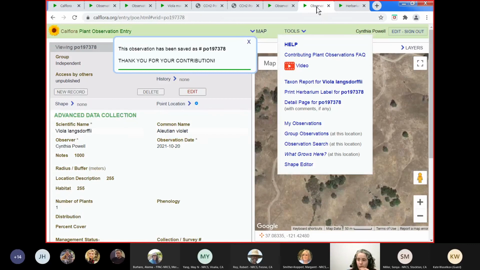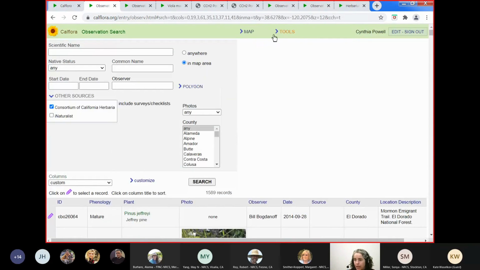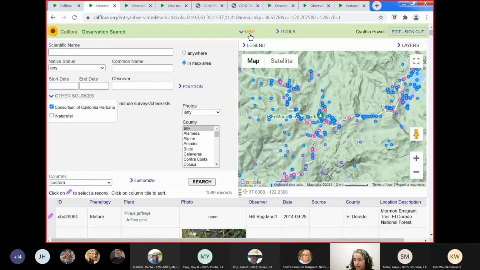So those were the main things that I wanted to talk about in terms of Calflora and specimens, and looking at specimens in the Calflora database, and how they can be meaningful and how you might use them. And we will have time for questions at the end, I think Rob said. So if you have questions, I'm happy to answer them after Margaret's presentation.